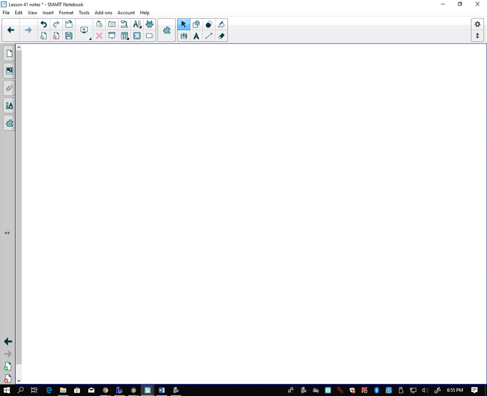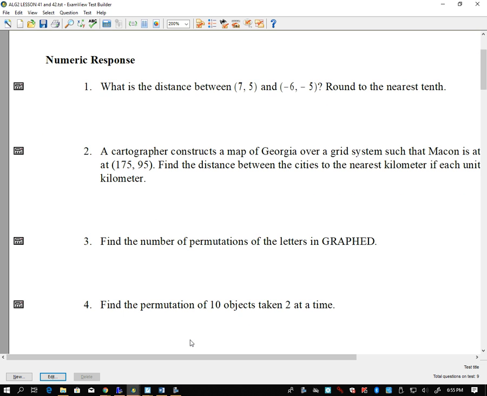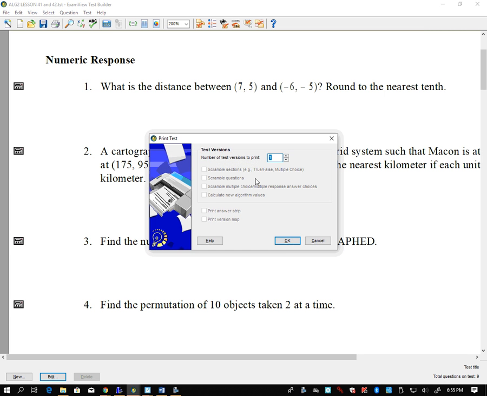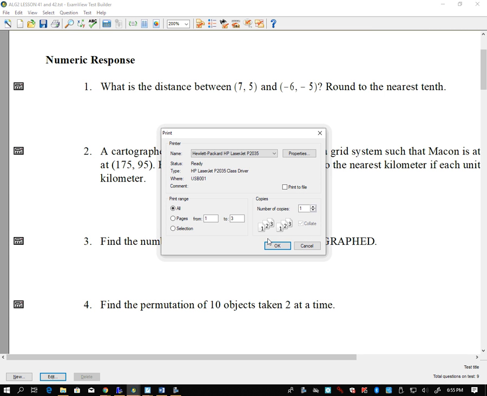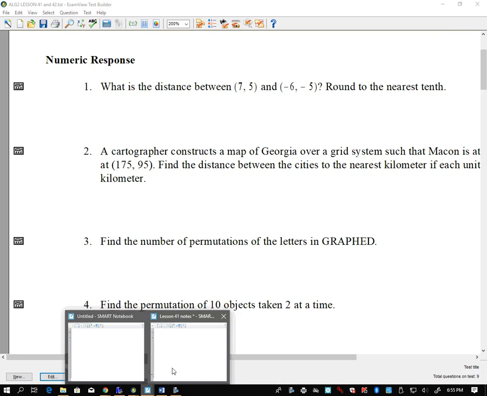Which brings us to some questions that we can work out. Let me go ahead and actually print this, and that way I've got it in hand and we don't have to go back to it. You guys can pull this up. And then we'll go back to this page.